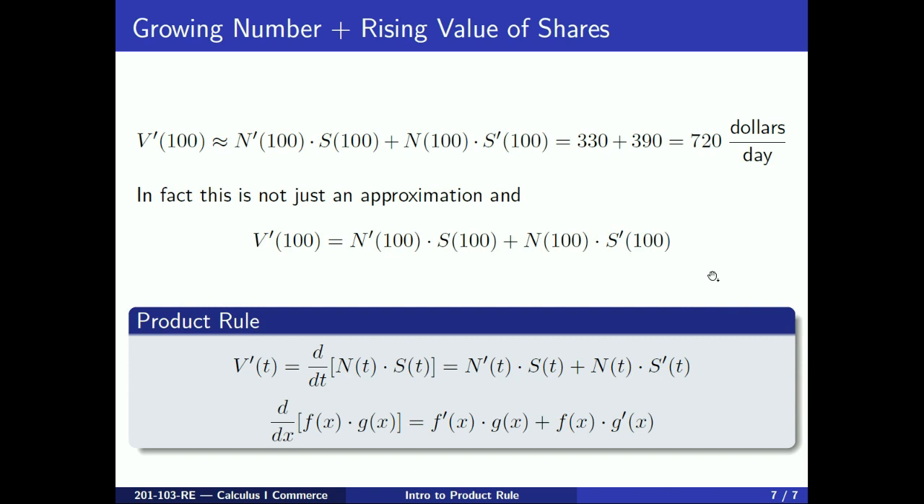Therefore, in general, v prime of t, which is the derivative of the product of n of t times s of t, is equal to n prime of t times s of t plus n of t times s prime of t. And if we replace t by x, n by f, and s by g, we obtain the product rule as stated on the first slide. That is, the derivative of f of x times g of x is f prime of x times g of x plus f of x times g prime of x.